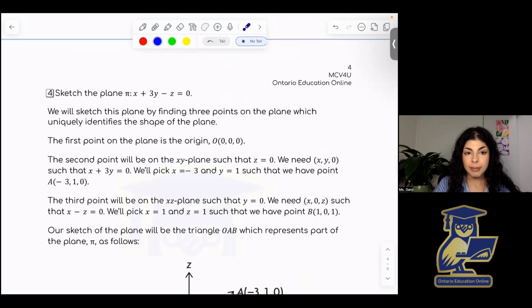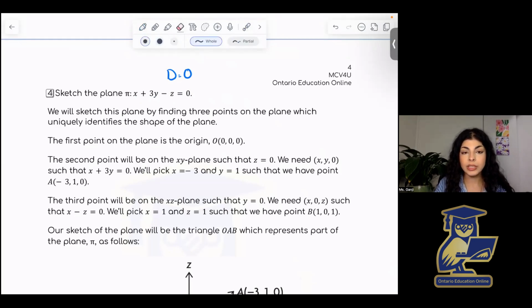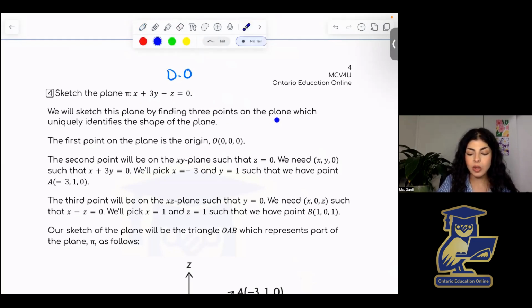Now, another example, another case, is when you have A, B, and C defined, but again, no D here. So no D, or, better mathematical language, D is equal to 0 here. The way you find or sketch this is to find 3 points on the plane, and these 3 points uniquely identify the shape of your plane.